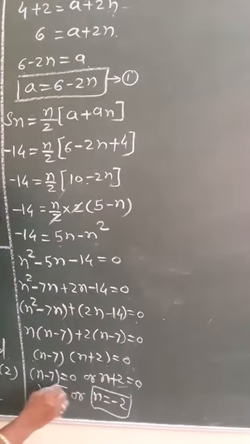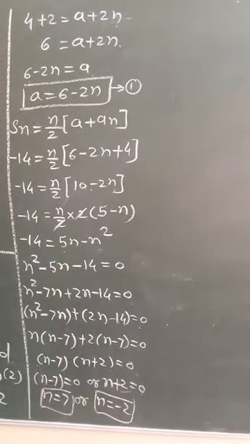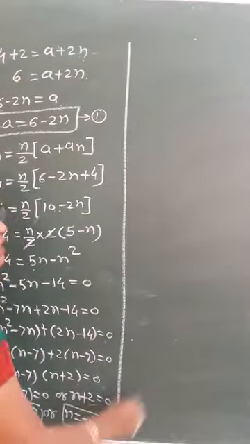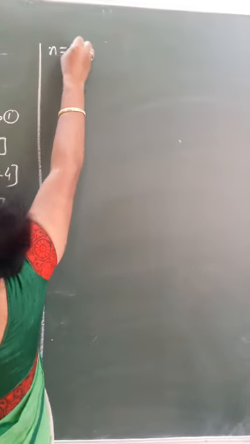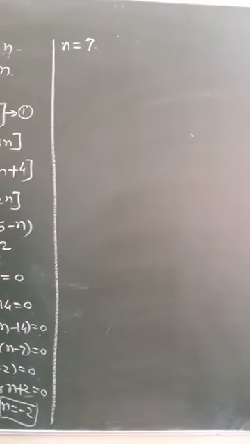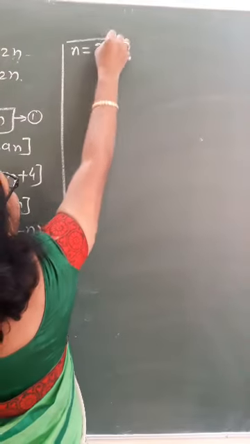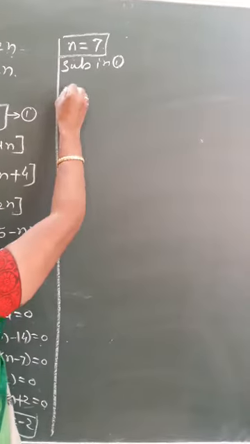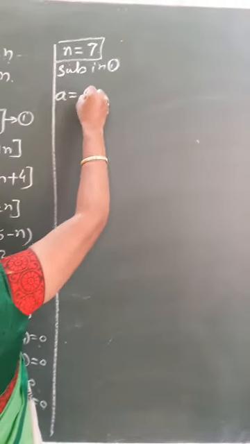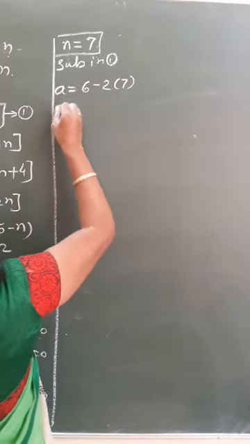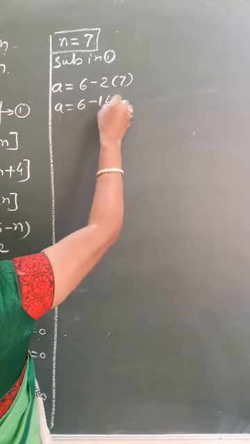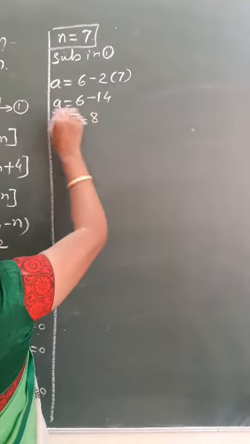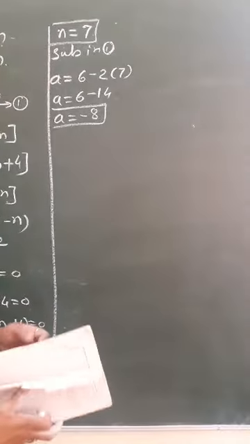Here we got the two values of n, and which value will we take? We will take the positive integer. That's why we will take the value of n is equal to 7. So we got number of terms n is equal to 7, and we will substitute this in equation 1. Why? Because we have to find the value of a. a is equal to 6 minus 2 into 7, and a is equal to 6 minus 14, and 6 minus 14 is nothing but minus 8. So first term we got here as minus 8.